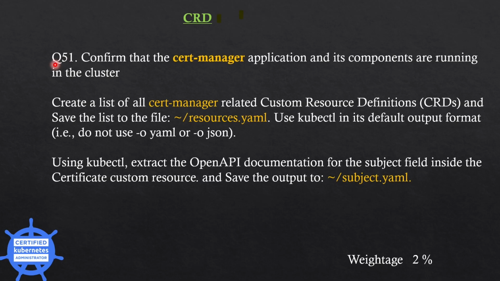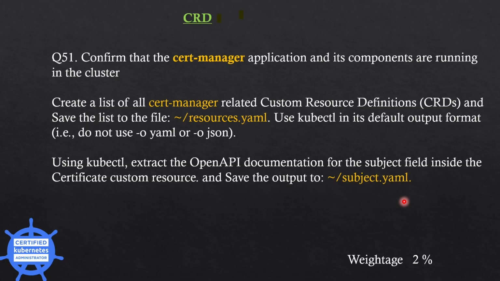The next question is a comparatively small task. Confirm that the cert-manager application and its components are running in the cluster. Create a list of all cert-manager related custom resource definitions and save the list to a resources.yaml file under slash. Use kubectl in its default output format. Using kubectl, extract the documentation for the subject field inside the certificate custom resources. Save the output to a subject.yaml file under slash.